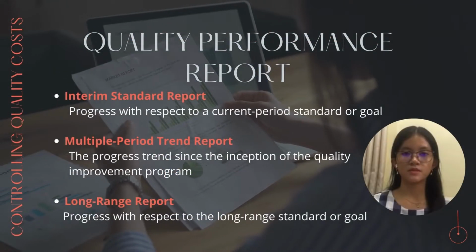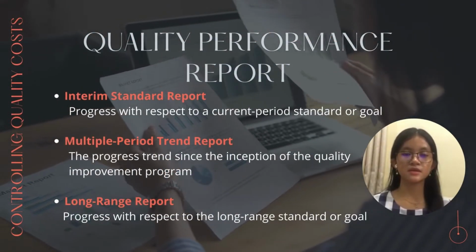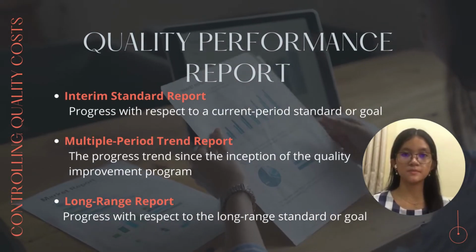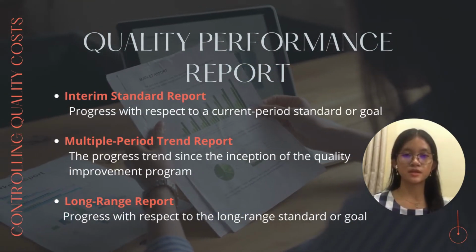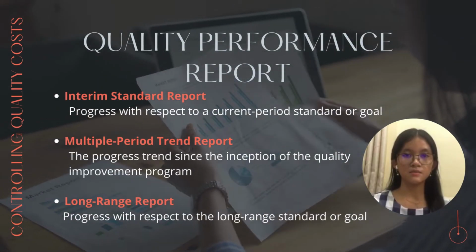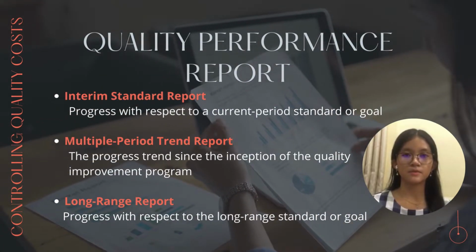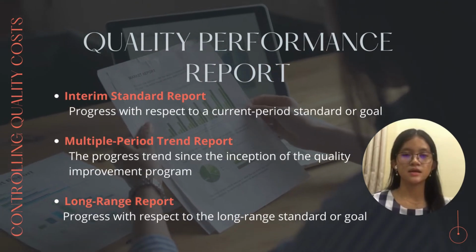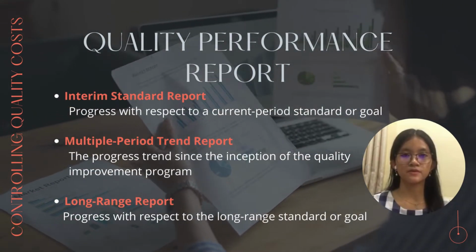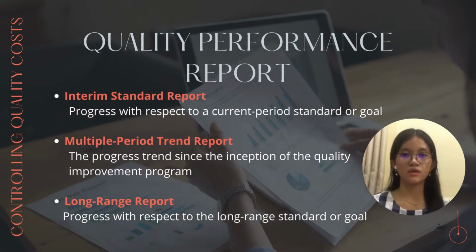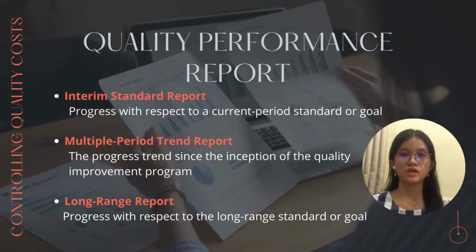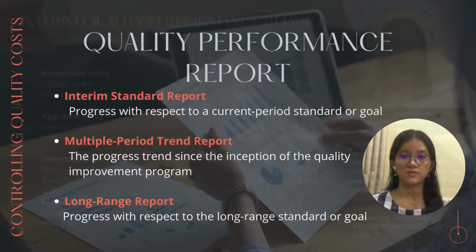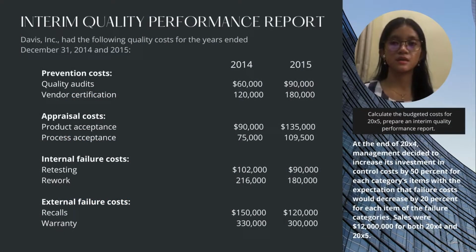Quality performance report. First, the interim standard report shows progress with respect to a current period standard or goal. Second, the multiple period trend report shows the progress trend since the inception of the quality improvement program. Last, the long range report shows progress with respect to the long range standard or goal. We have here an example for an interim quality performance report.